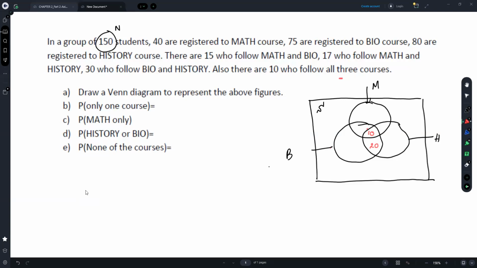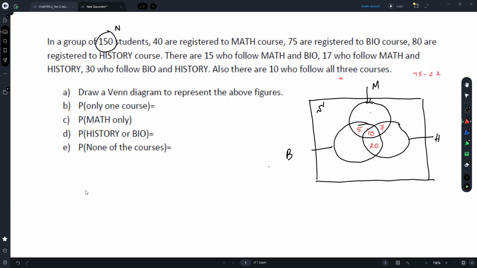Correct me if I make a mistake. Follow me. Then 17 who follow math and history. Out of 17, 10 is already here. So 7 will go there. And then 15 who follow math and bio, so 5 plus 10. Now the rest you have to figure out. 75 for mathematics, 15 and 7, what is it? 22.